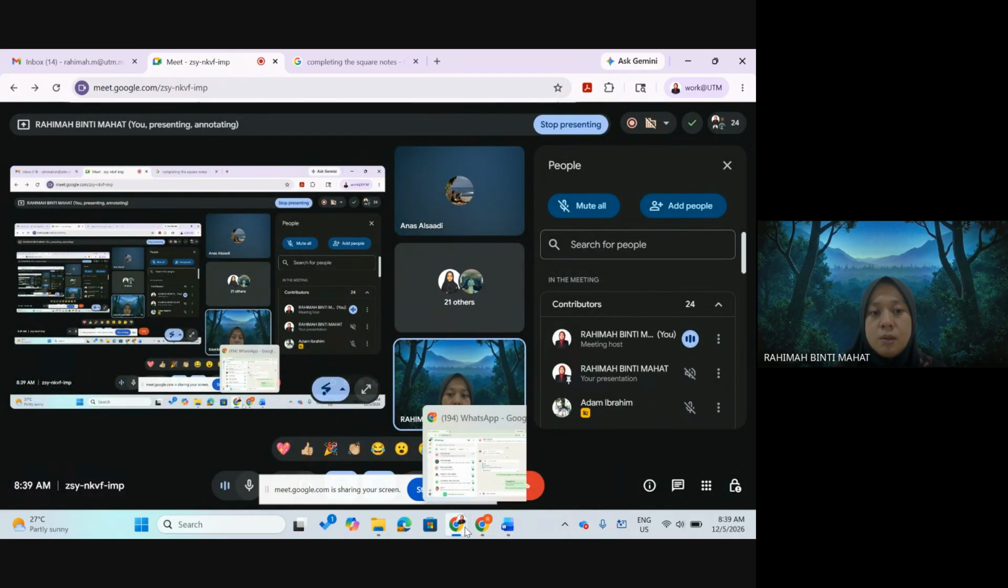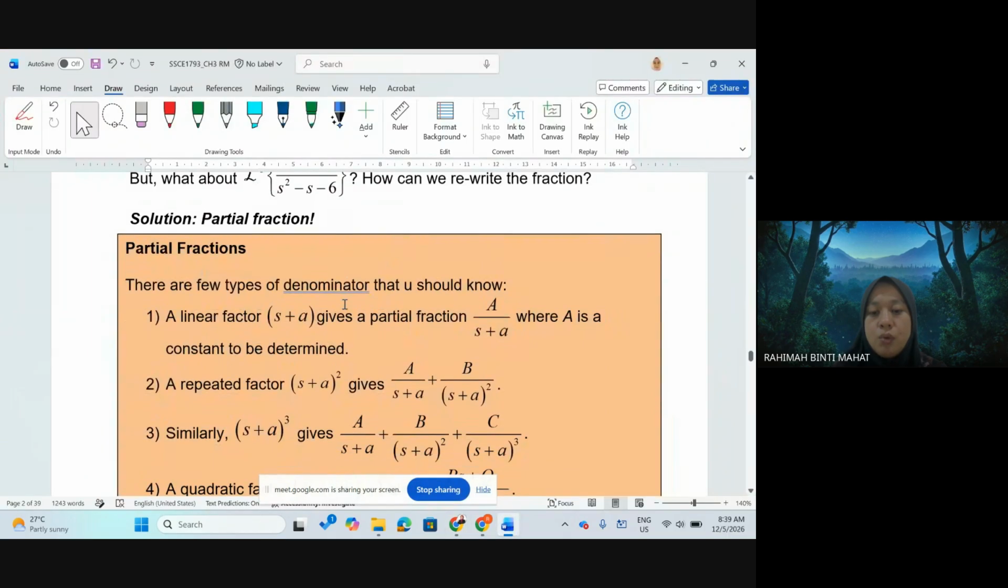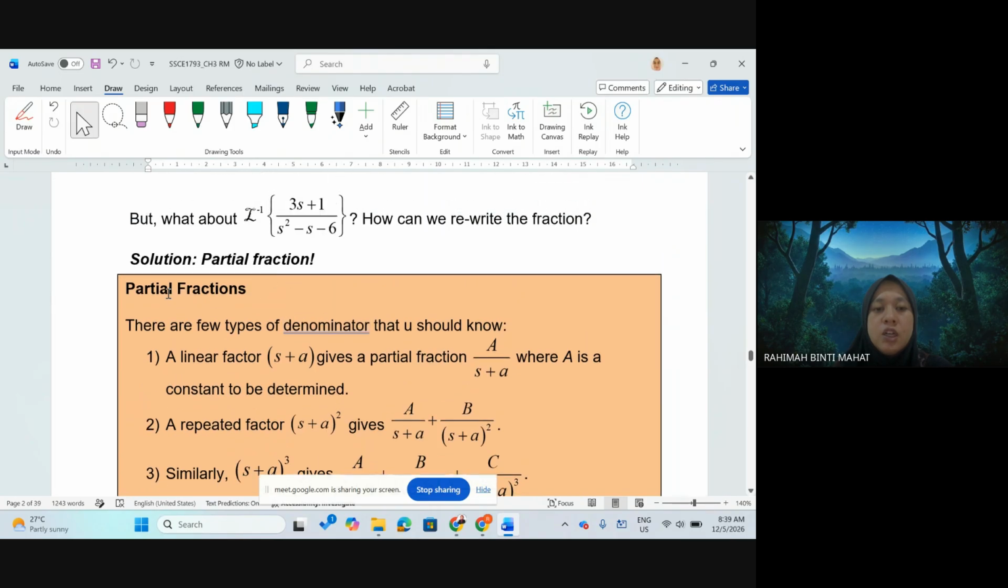Okay, so how do we want to solve this one? There are a few types of denominator that you should know. This is how you want to solve it, by using partial fractions. I'm sure that you already learned about partial fractions in a previous course, maybe calculus or something like that. There are a few types of denominators.